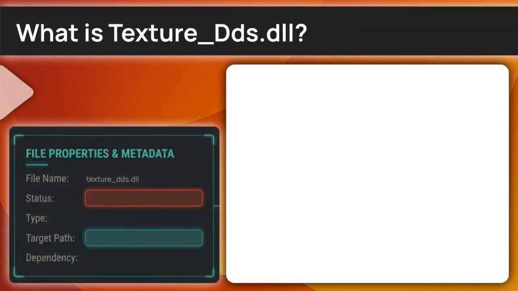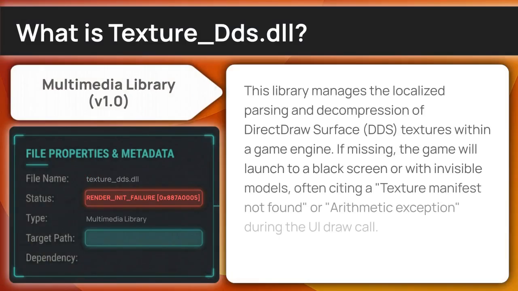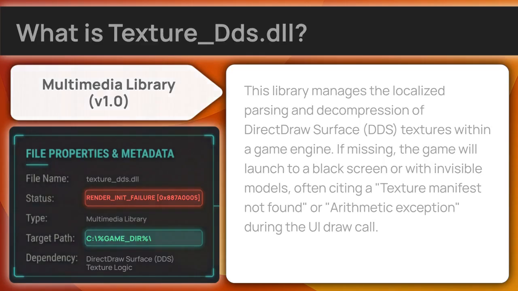This is the texture DDS module. This library manages the localized parsing and decompression of DirectDraw Surface DDS textures within a game engine. If missing, the game will launch to a black screen or with invisible models, often citing a texture manifest not found or arithmetic exception during the UI draw call. With the why out of the way, let's focus on getting you running again.